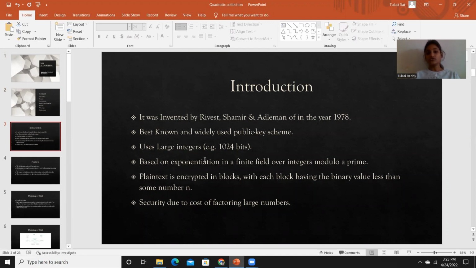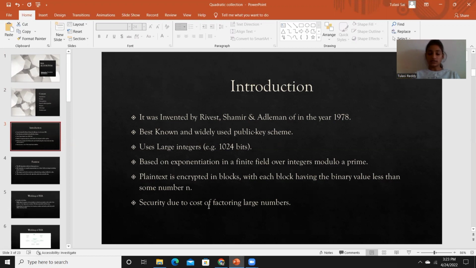1978. It is best known and widely used for public key schemes. It uses large integers, for example 1024 bits, based on exponentiation in a finite field over integers modulo a prime. Plain text is encrypted in blocks, with each block having a binary value less than some number n. Security is due to the cost of factoring large numbers.